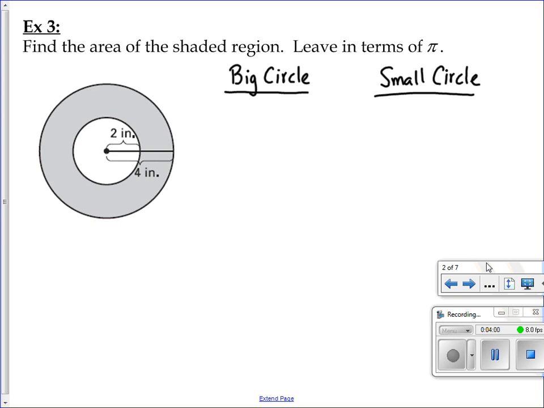So let's talk about finding the area of the big circle, finding the area of the small circle, and then if I just want to know the shaded part between them, I'm going to subtract the areas, because I'm basically taking out the area of the small circle from the big circle. That's how you get the donut. Okay, so let's look at the big circle. I'm just going to circle it here in red. I just need to know the total radius.